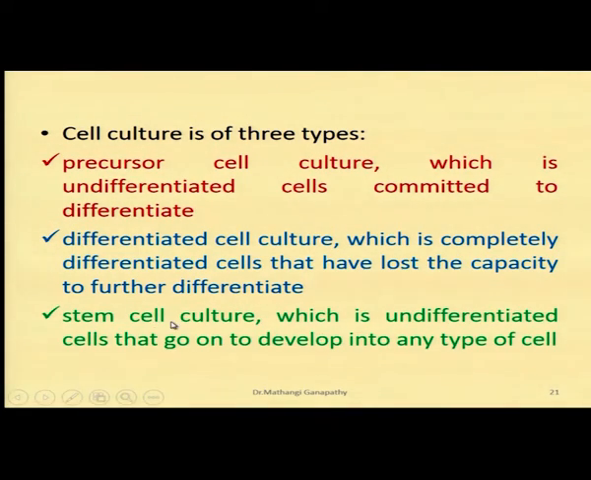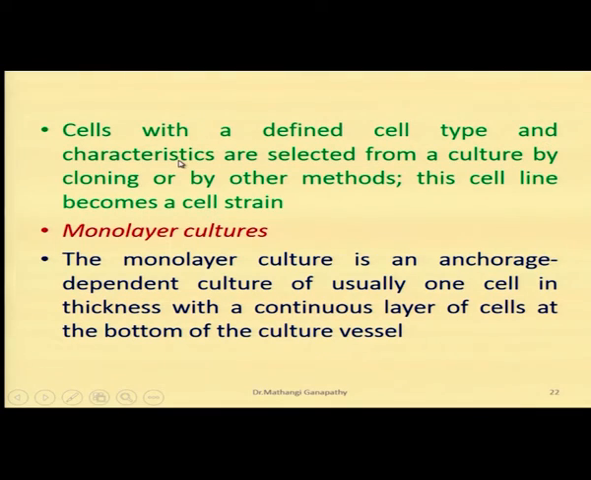Then stem cell culture, where undifferentiated cells go on to develop into any type of cell. So stem cells, as you know, can differentiate into any type of cells, but in culture we are maintaining them only as stem cells. We are not asking them to differentiate. Cells with a defined cell type and characteristics are selected from a culture by cloning or by other methods, and then this cell line becomes a cell strain.